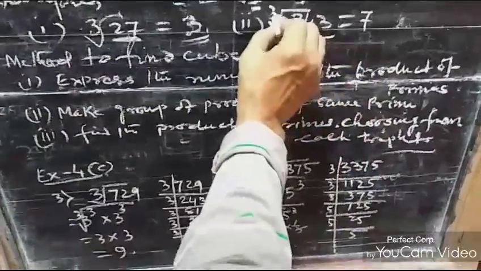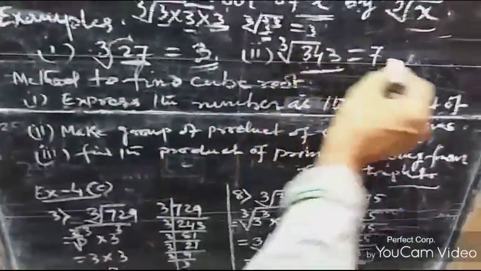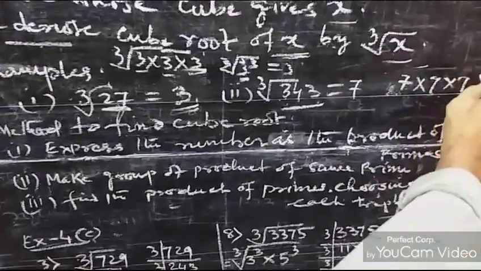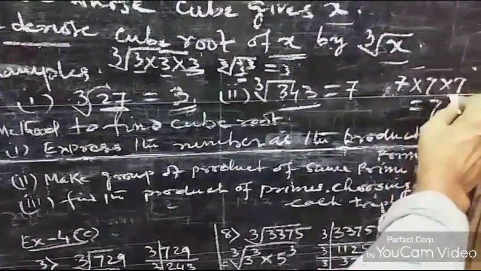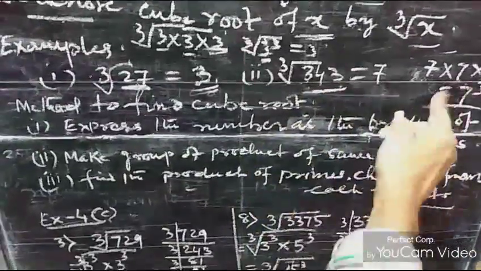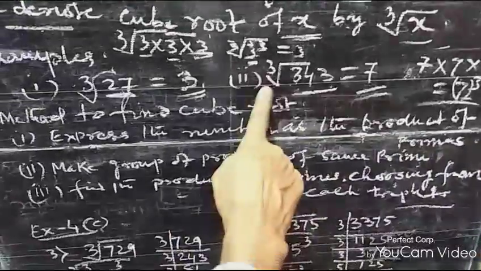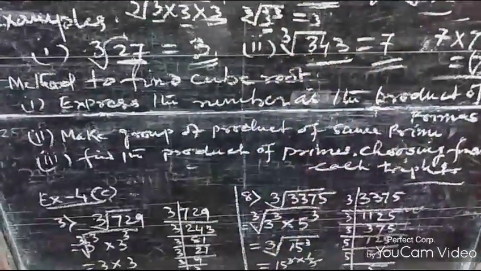Now see here, the cube root of 343. 343 is 7 into 7 into 7, that is 7 cube. If 7 cube is 343, then the cube root means this 7. The cube root of 343 is equal to 7.